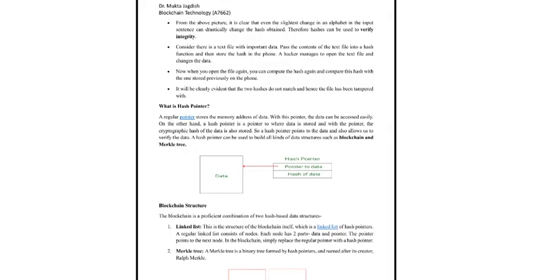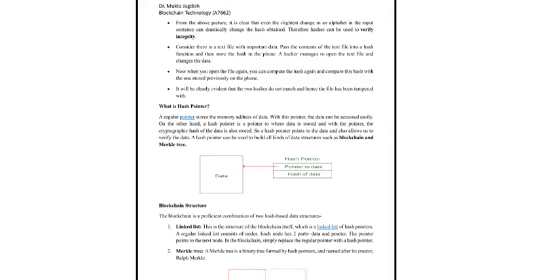A regular pointer stores the memory address of the data, as we know. With this pointer, the data can be accessed easily. On the other hand, a hash pointer is a pointer to where the data is stored, and along with the pointer, the cryptographic hash of the data is also stored. So a hash pointer points to the data and also allows us to verify the data.